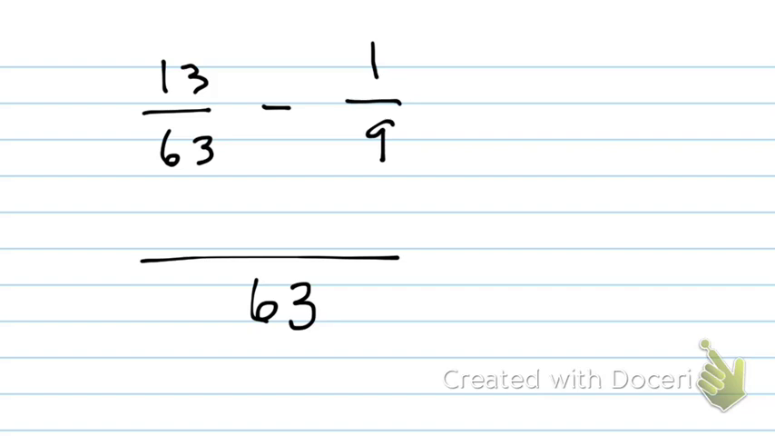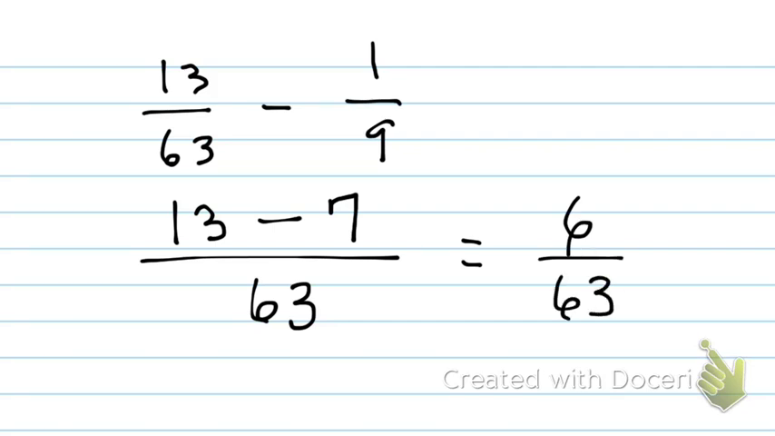So this is the first one. 63 divided by 63 makes 1, times 13 is 13. Bring down your minus. Well, let's do this one. 63 divided by 9 is 7, times 1 makes 7. Then what? Subtract 13 minus 7, which gives you 6 over 63. And I'm done, right? Now listen to the way I said that. What do you think? I'm done, right?